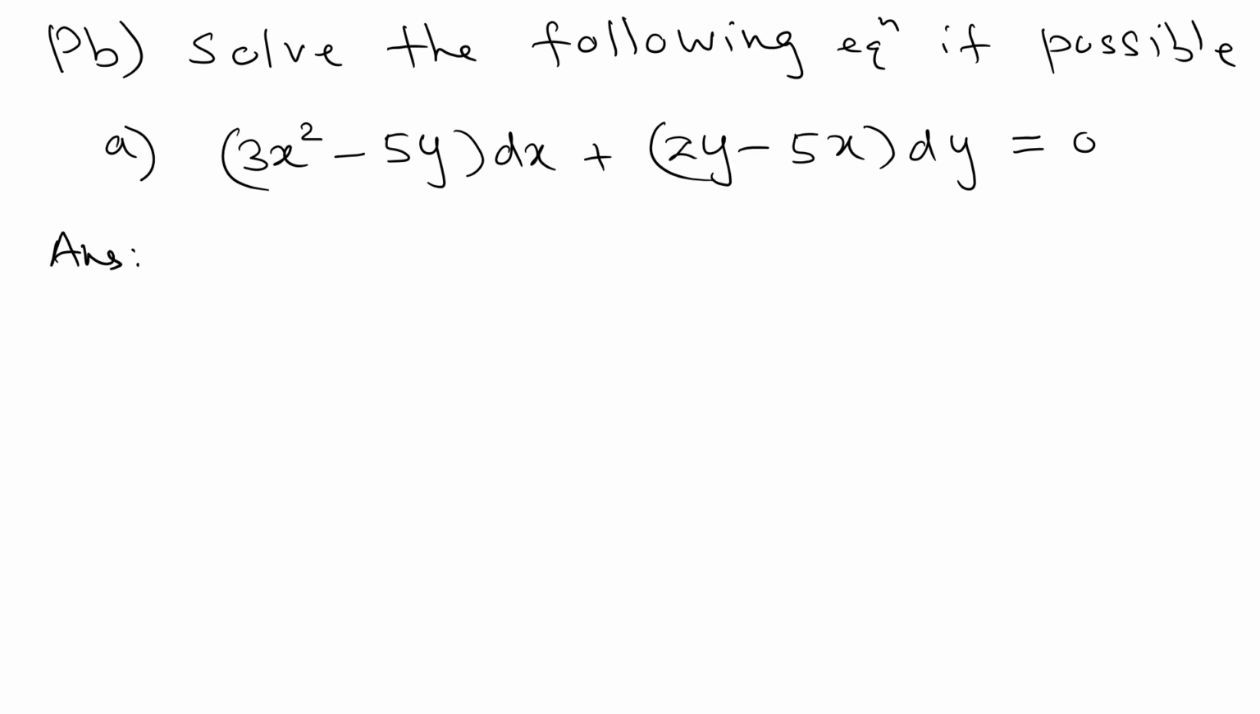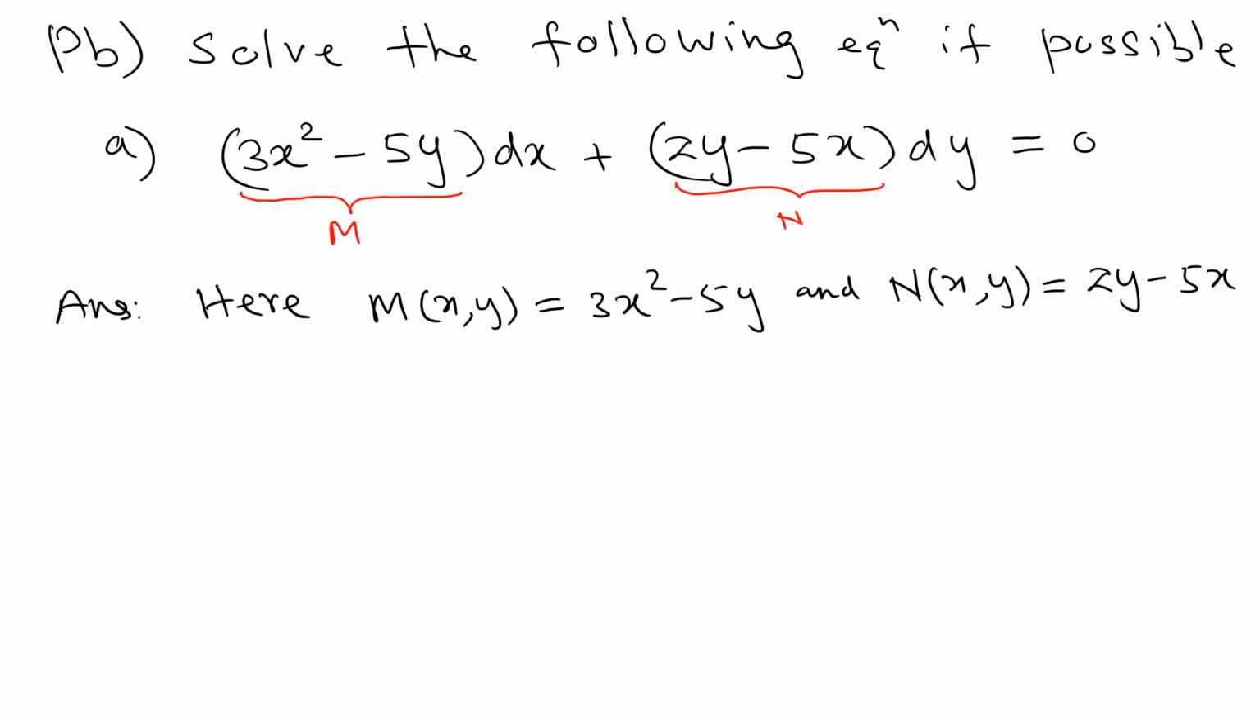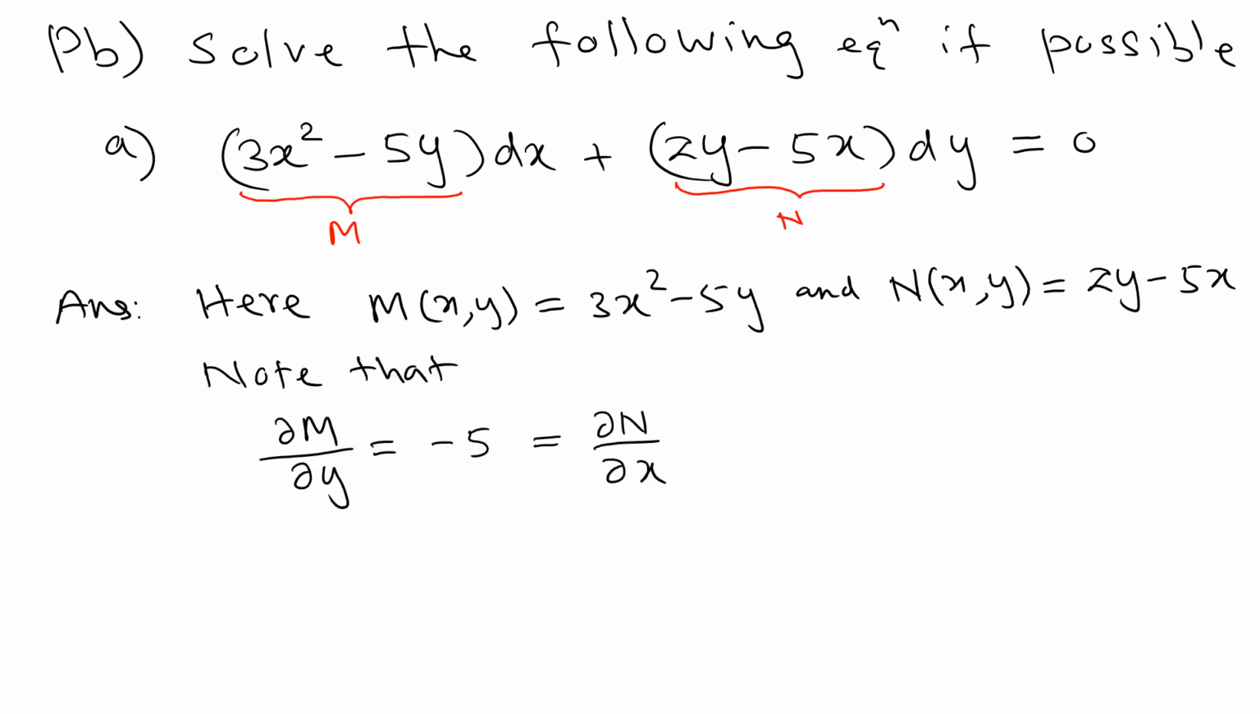you can see here, we have M(x,y) equal 3x squared minus 5y and N(x,y) equal 2y minus 5x. And then you can take the derivatives and write it like this. If you take the partial derivative with respect to y of the first one, you get negative 5, and the other term is 0. Then if you take the partial derivative of the N term with respect to x, you again get negative 5, and the other term is 0. And then you can see that they are equal. So this is an exact equation.